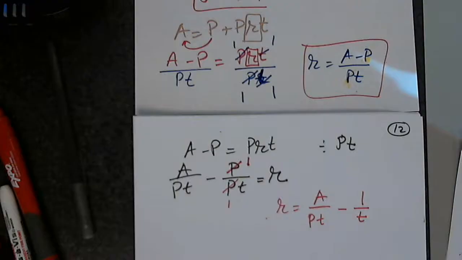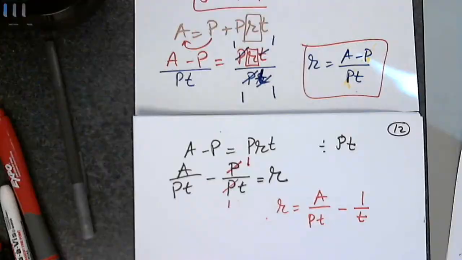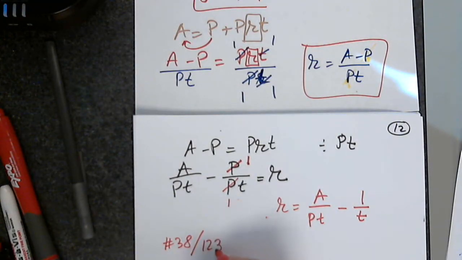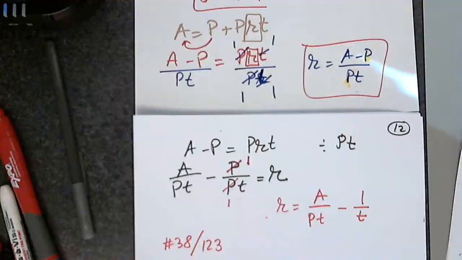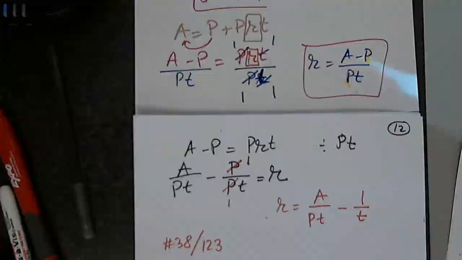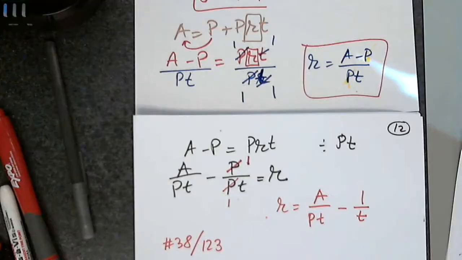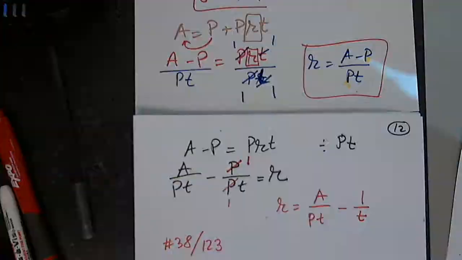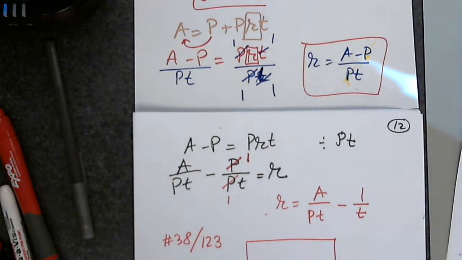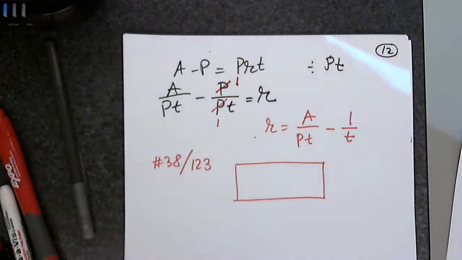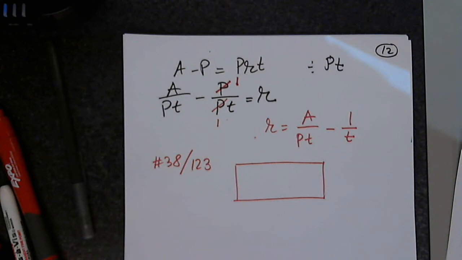Okay, let's look at a word problem. Let's say 38 on page 123. Since this class is a hybrid class, I have to move on because we only meet once a week. Okay, so please keep that in mind. If the length of a rectangular parking lot is 10 meters less than twice its width. So a rectangular parking lot will look something like this. So we know that its length is 10 meters less than twice its width.